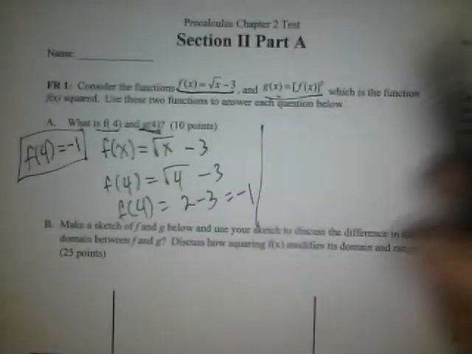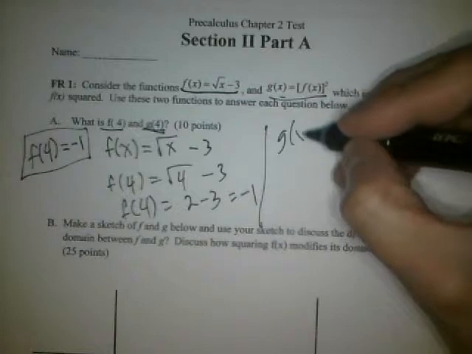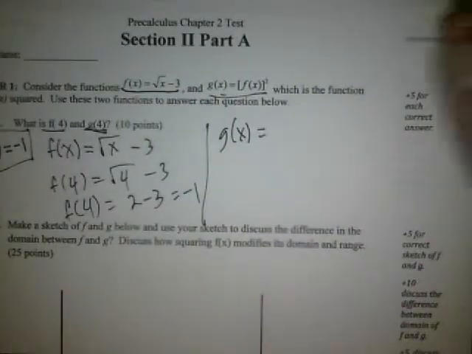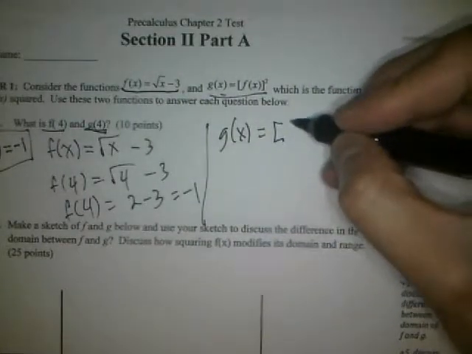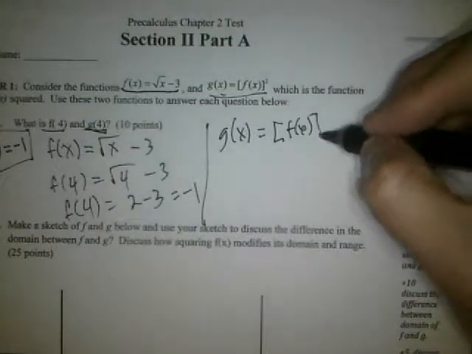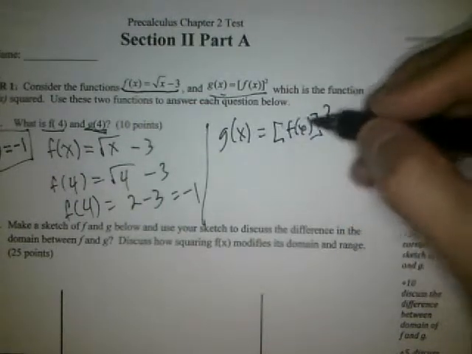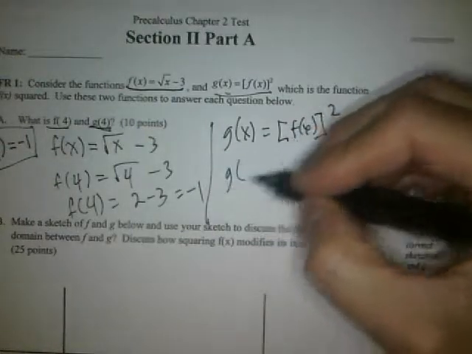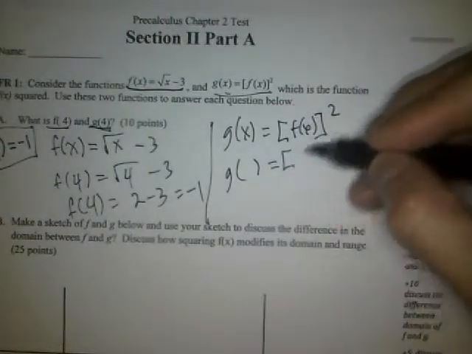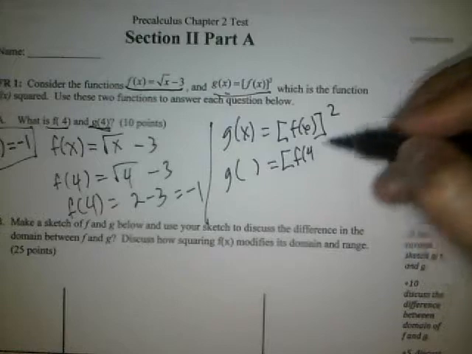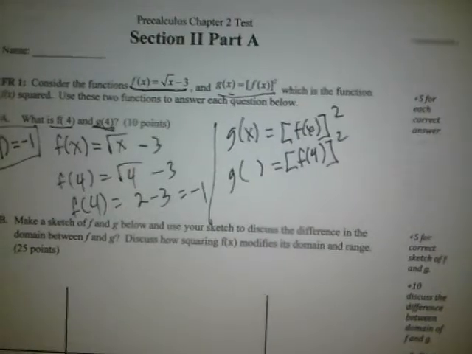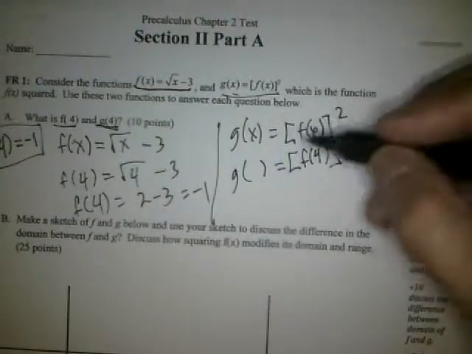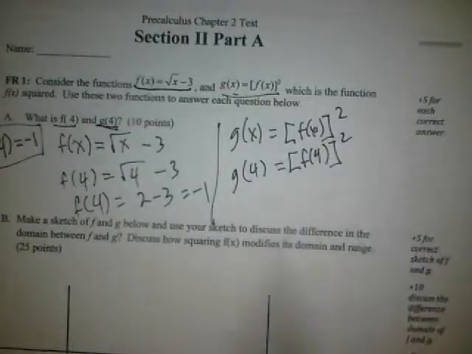So g of 4, if you look at it, g is this function here. g of x is just the quantity of f of x squared. These brackets are just another version of parentheses, basically. So you just do the same thing we did the last time around, and you plug in a 4, like I did over here.